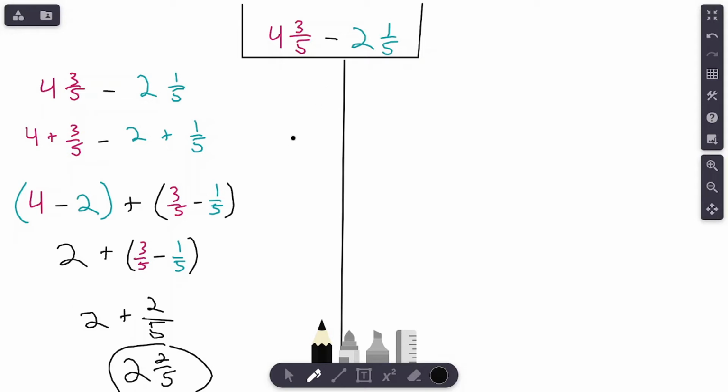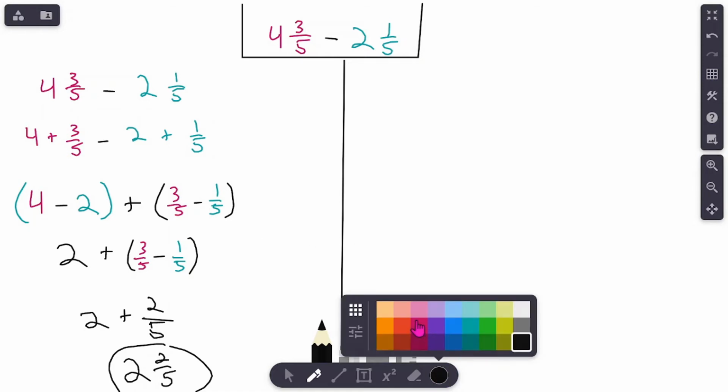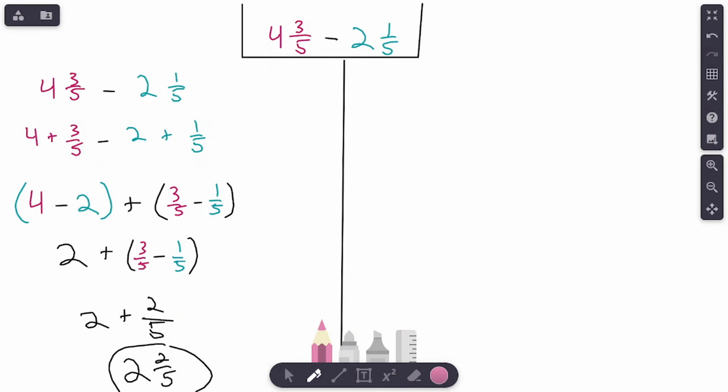See what we were doing. Notice that what we did is we put the whole numbers together, the 4 and the 2. We put the fractions together, 3/5 and 1/5, and we subtracted. We subtracted the whole numbers, we subtracted the fractions, and that's how we got our final answer of 2 2/5. Okay, now let me show you the other strategy that you could use.